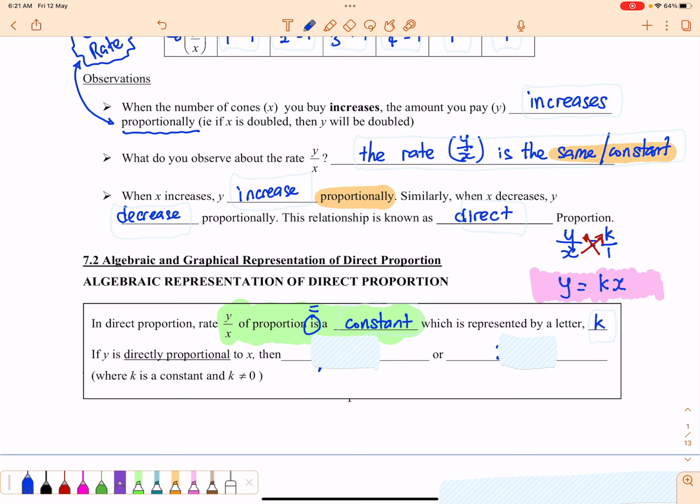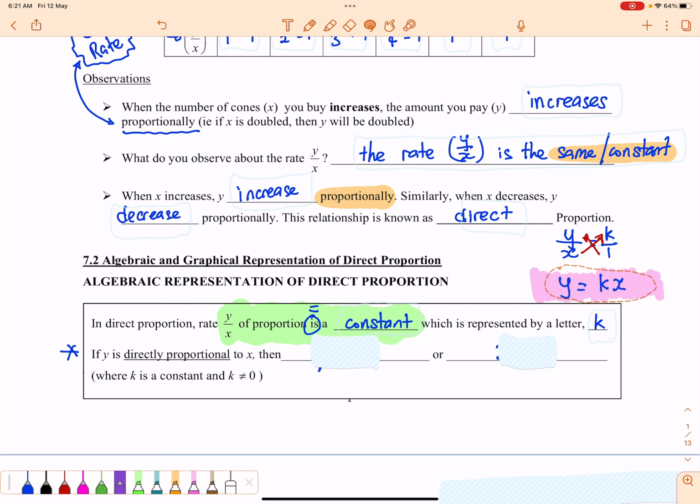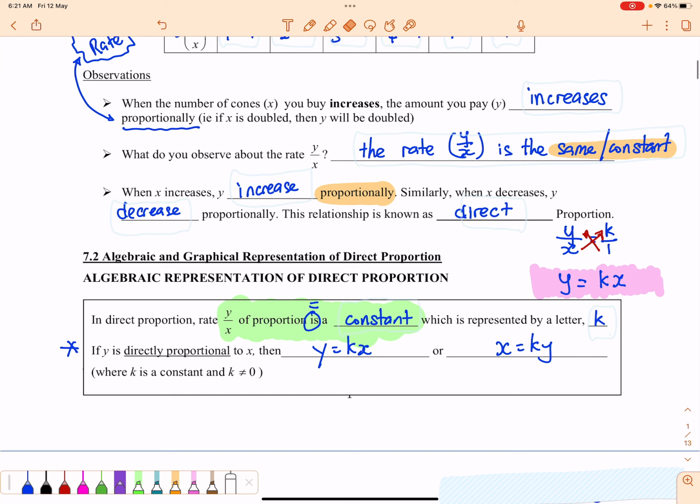Now, if we say that y is directly proportional to x, then we can put the pink statement here. So then we say that actually this is y equals kx. Make sense to you? Or we can say x equals ky. It doesn't matter. These two are the same. So don't have to worry about whether I should put y first or k first. Okay. Take note, k cannot be 0.